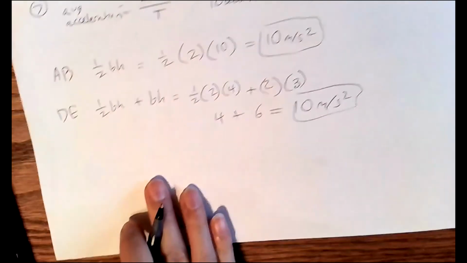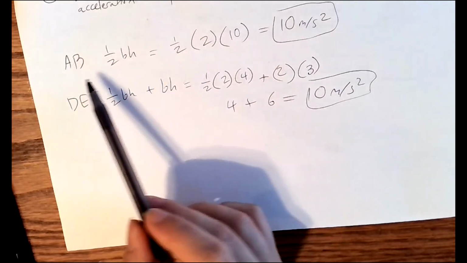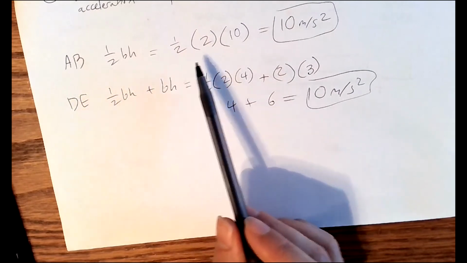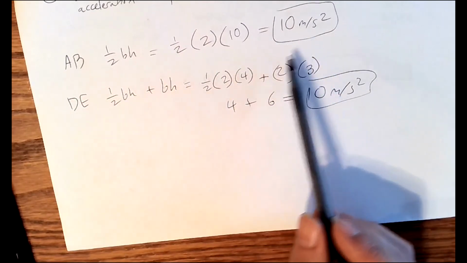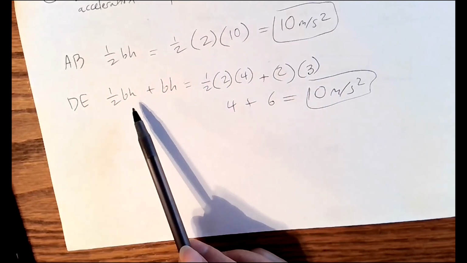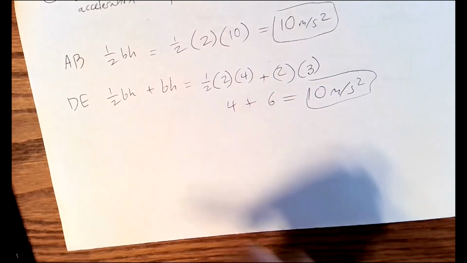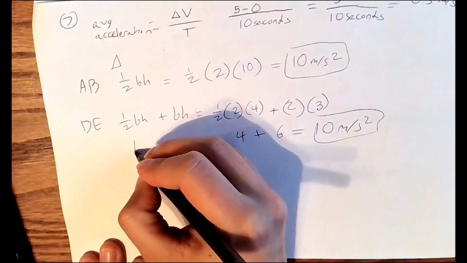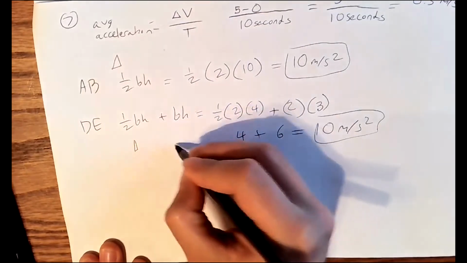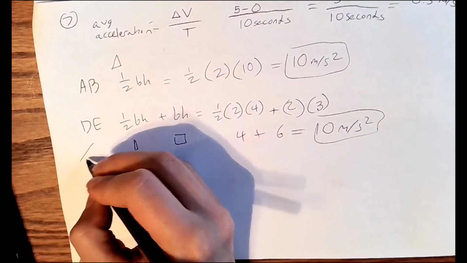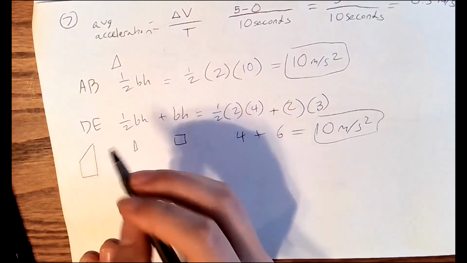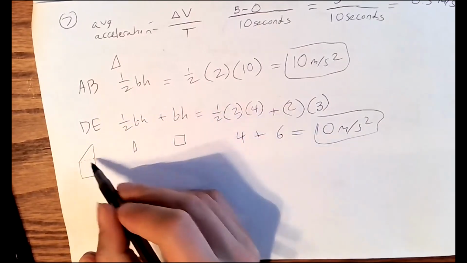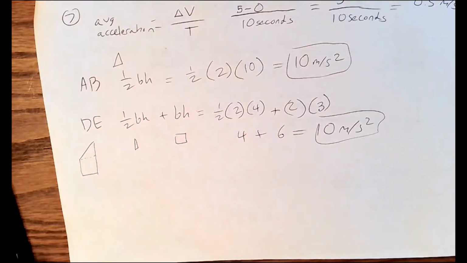Here we go. So I took the area under the line from A to B, and from point D to E, 1/2 base times height. That equals 10 meters per second squared. And then 1/2 base times height plus base times height, because this was a triangle, but then we had a triangle plus a rectangle shape. So you just divide that, and then go from there.